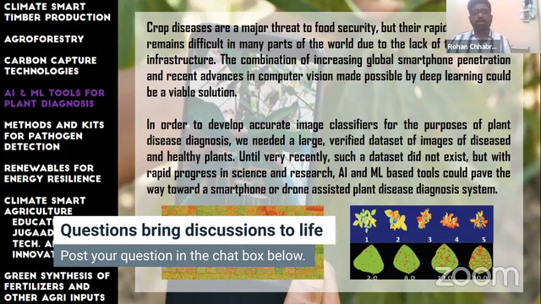In order to develop accurate image classifiers for the purpose of plant disease diagnosis, we need a large and verified data set of images of diseased and healthy plants. And until very recently, such data sets did not exist. But with rapid progress in science and research, AI and ML based tools could pave a way forward.